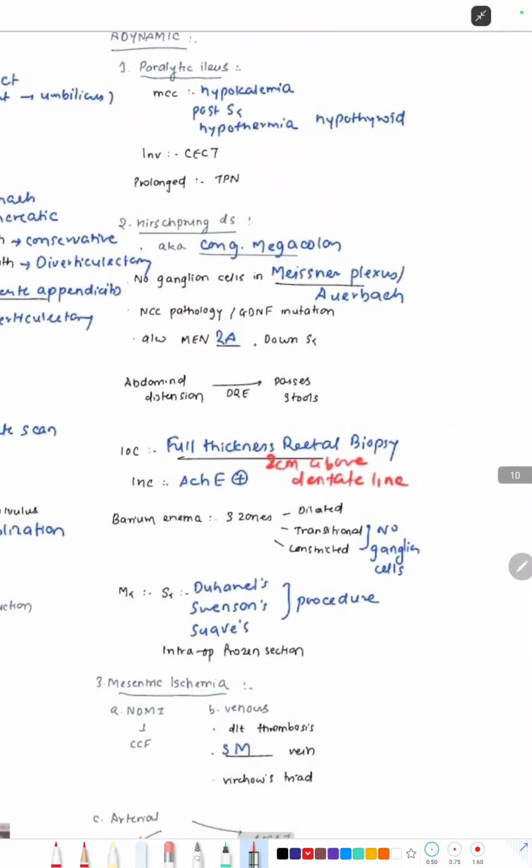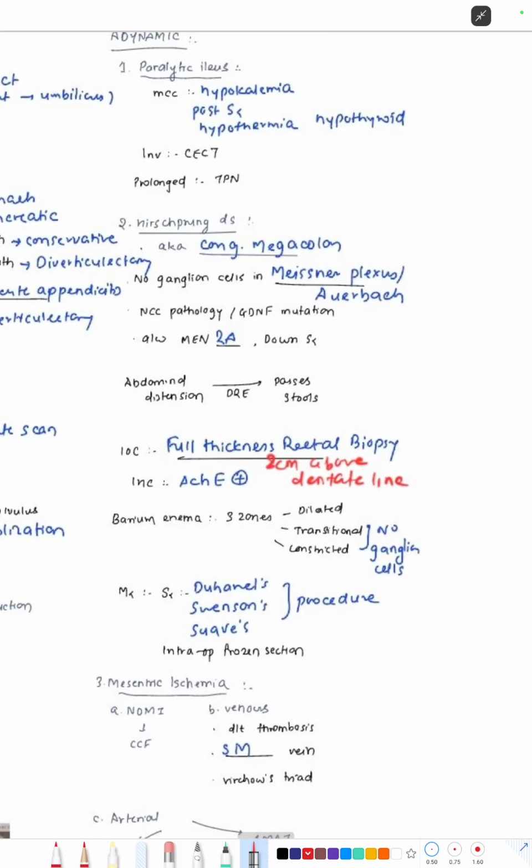Then adynamic obstruction. In the adynamic obstruction, the first example is paralytic ileus. The most common causes of paralytic ileus are electrolyte abnormalities like hypokalemia, hypothermia, and hypothyroidism. Apart from that, post-surgical. Investigation is CCD, and management is prolonged total parenteral nutrition.